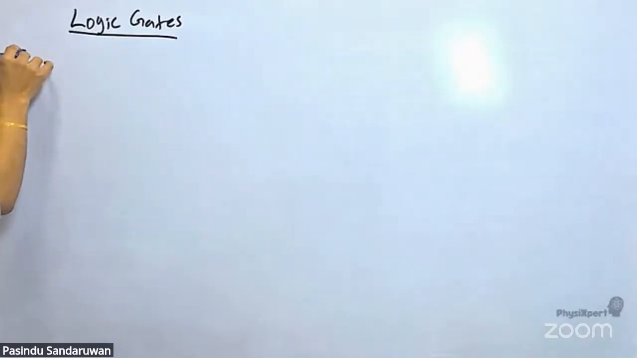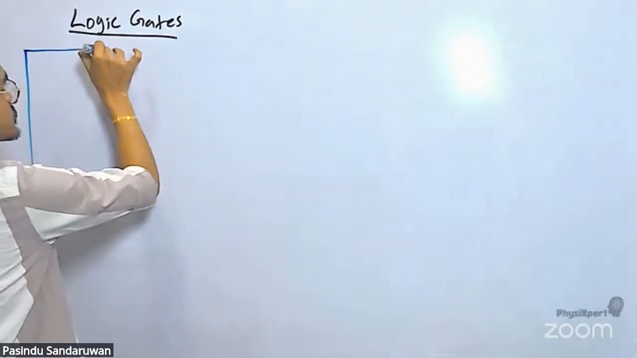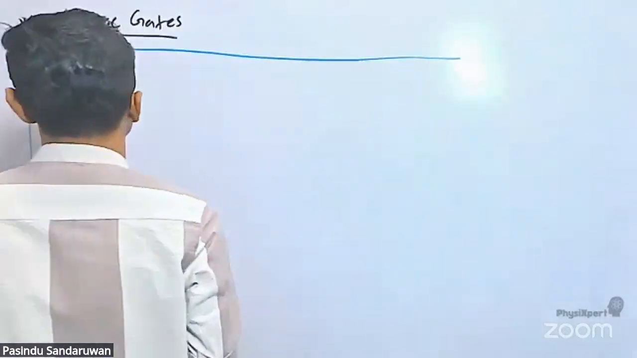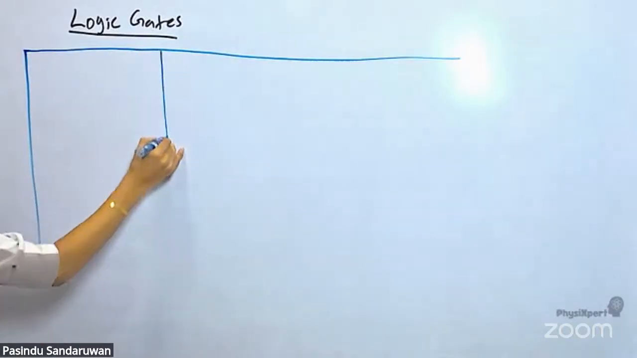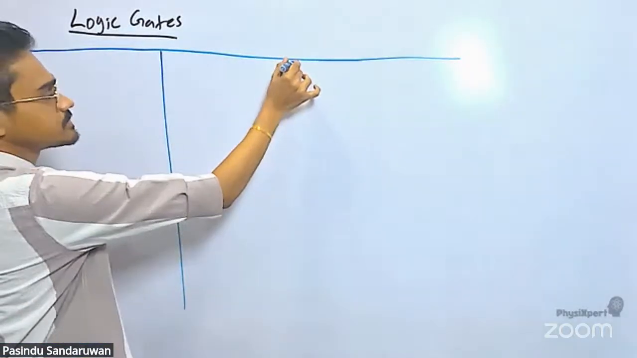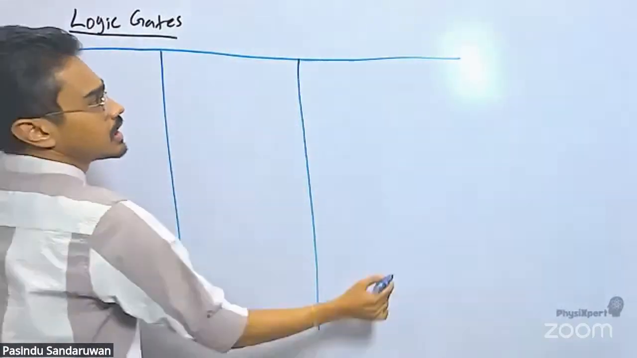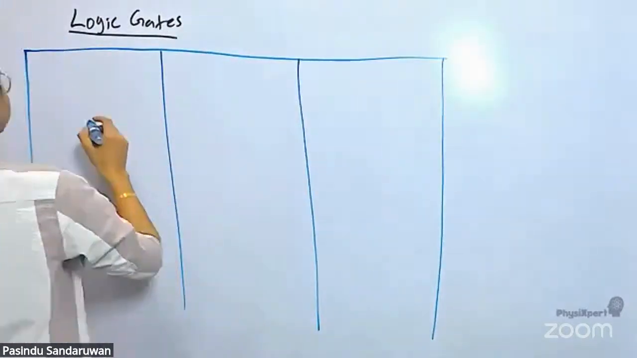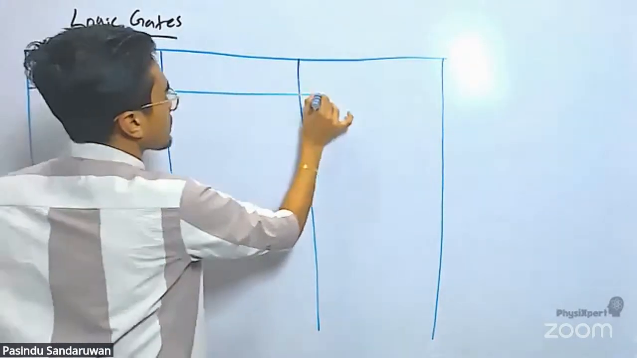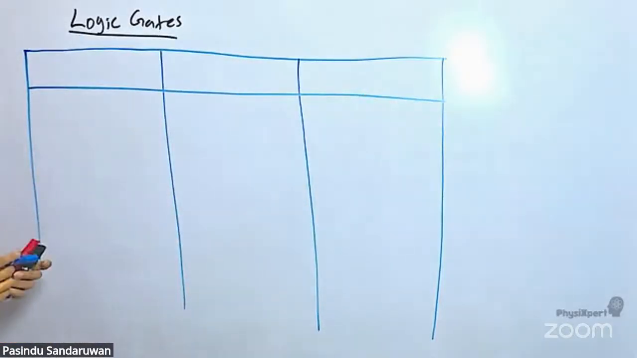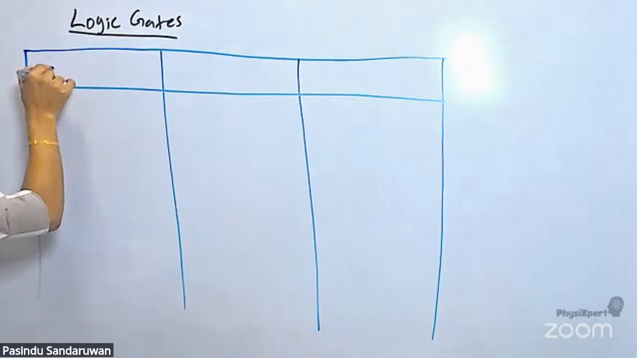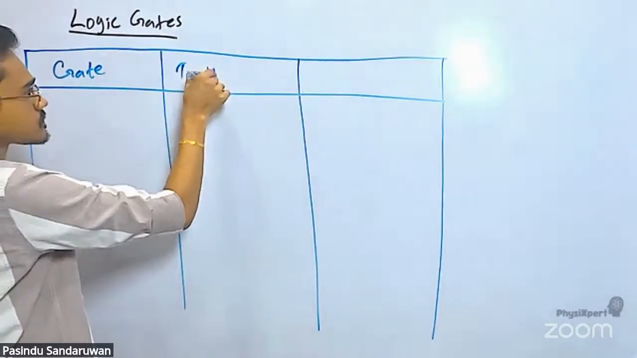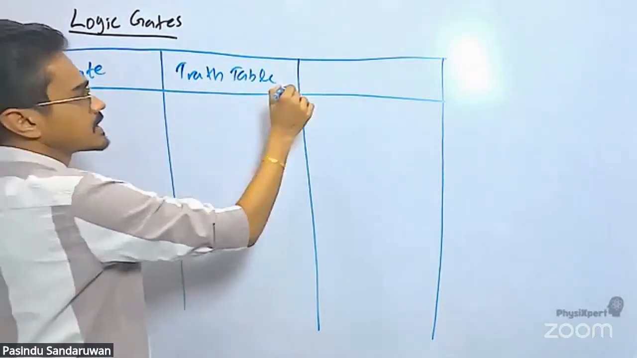You can split your page into 3 columns. Split your page into 3 columns like this. First one, name, and the second column, truth table. And the last column, analog circuit. Have a table. First one, name of the gate. Here, truth table. And here, analog circuit.